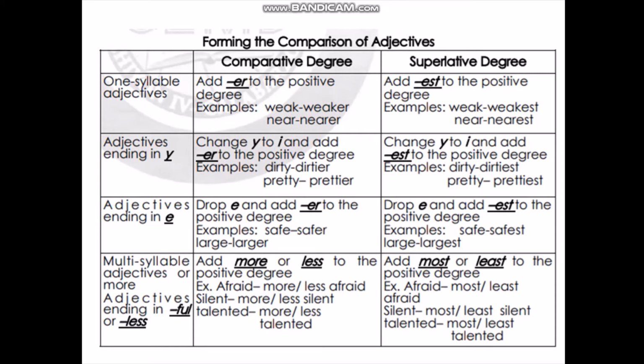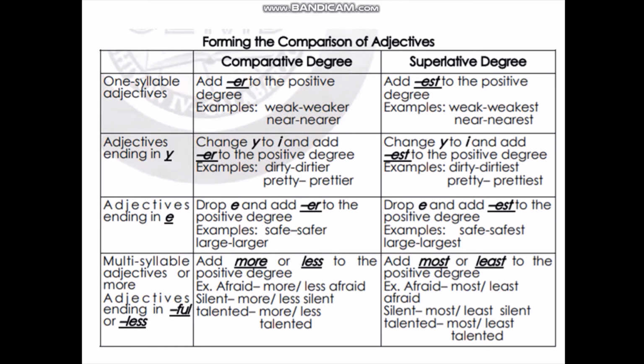So we have comparative degree and superlative degree. We use comparative degree when we're just comparing 2 things. Okay? We use superlative degree when we're comparing 3 or more nouns or pronouns. So these are the rules in comparison of adjectives.